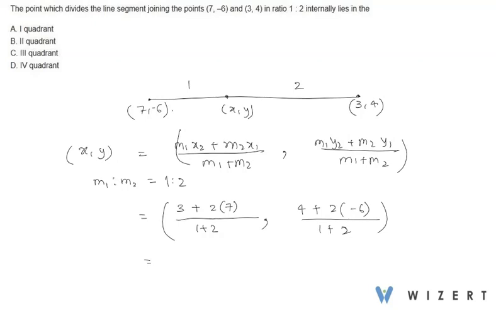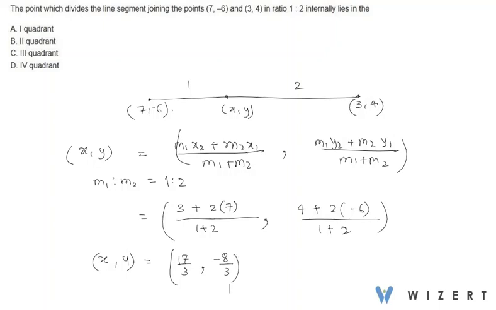So that gives us (x, y) as 3 into 3 plus 2 into 7, so that is 14 plus 3, which is 17 by 3, comma, 2 sixes are 12, minus 12 plus 4 is minus 8 by 3, so it is minus 8 by 3.